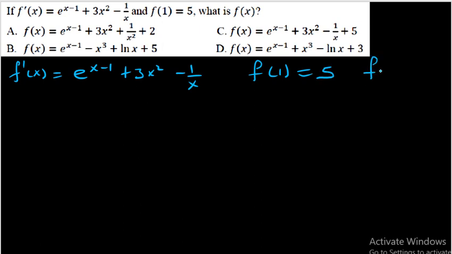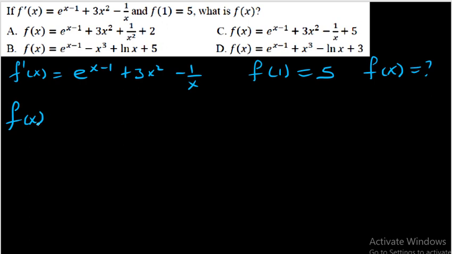Okay, the fourth question for this video. The derivative of a function is given to us: f'(x) = e^(x-1) + 3x^2 - 1/x. We have this derivative, and don't forget f(1) is also given, which is 5. So we need to find what f(x) is exactly.